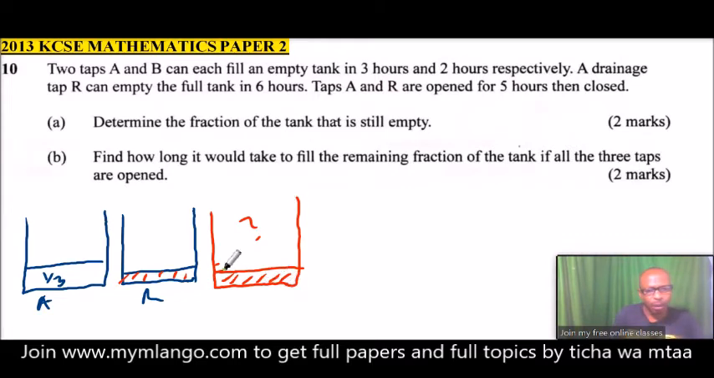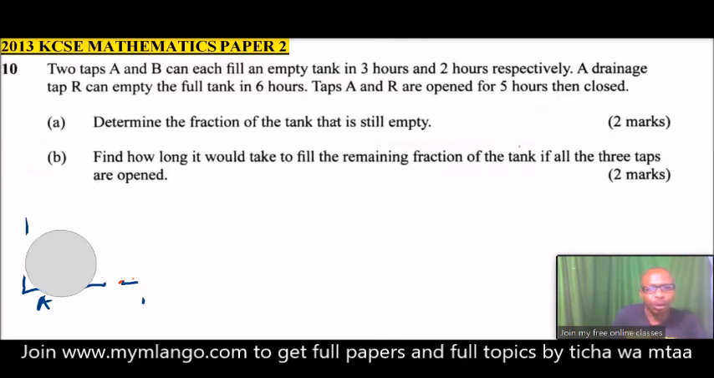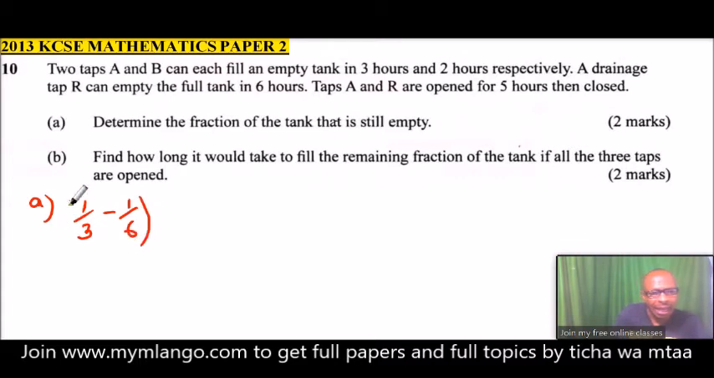Now what we need to do is to find out the amount of water that was retained in the tank when the two taps are open. So this is how we do that. So we start with A. So A is filling a third of the tank minus 1/6, what is being removed by R, and the taps are open for 5 hours, so you multiply by 5 hours.